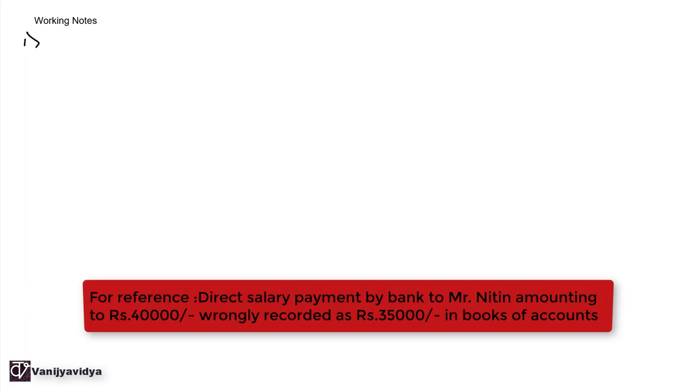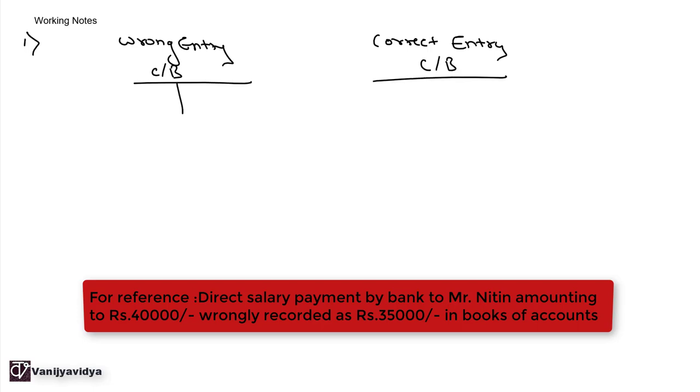Now this is working note number 1. Now we'll be writing it as wrong entry and correct entry. So wrong entry in cash book and correct entry in the cash book. Let's assume some balance. Let's assume the balance as 1 lakh debit, 1 lakh debit here. So now there was some salary check of rupees 40,000 which was wrongly recorded as 35,000.